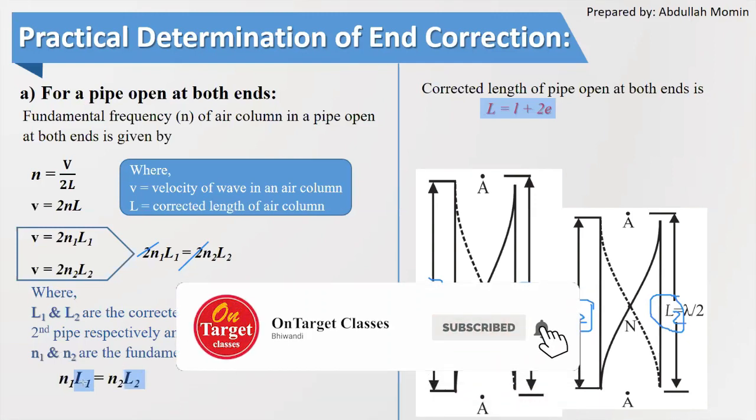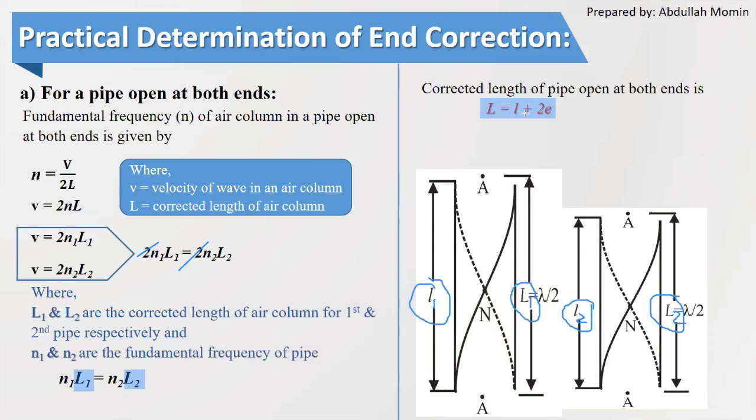And instead of capital L1, we will write small L1 plus 2E. And instead of capital L2, we will write small L2 plus 2E. So this equation can be rewritten as small N1 into, instead of capital L1, we are going to write small L1 plus 2E, is equal to N2 into small L2 plus 2E.